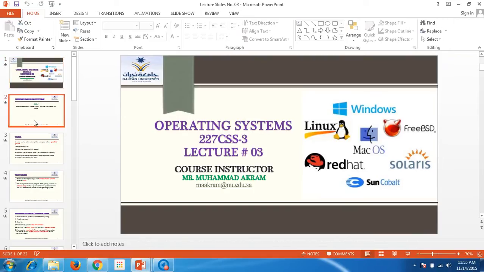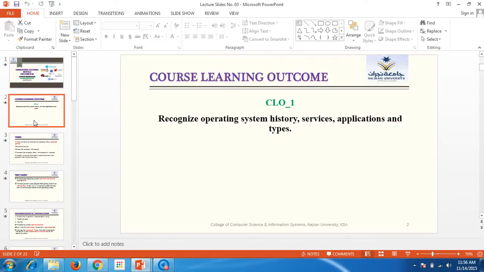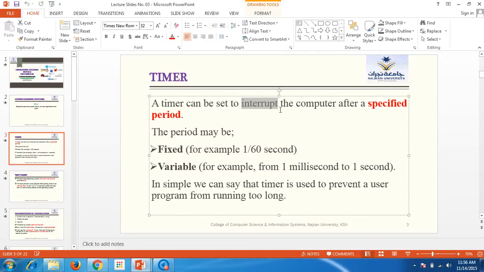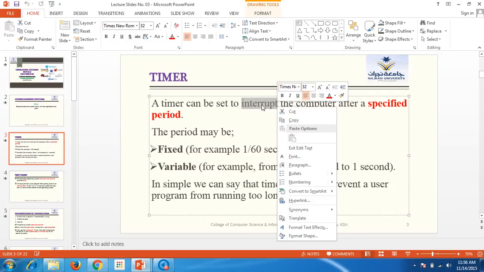In lecture number 3, we discussed that this lecture will be based on our first course learning outcome: recognize operating system history, services, applications, and types. We started our discussion in lecture number 3 from the timer, and we said a timer can be set to interrupt the computer after a specified period. So to interrupt the computer, we need a timer.